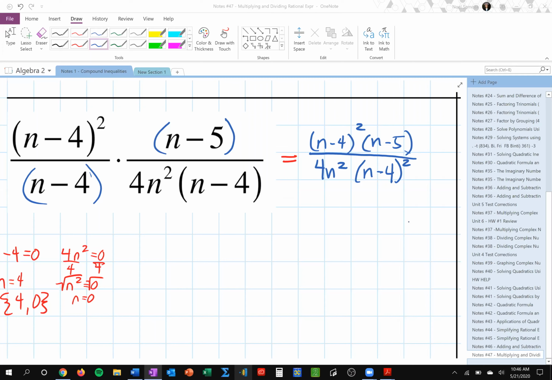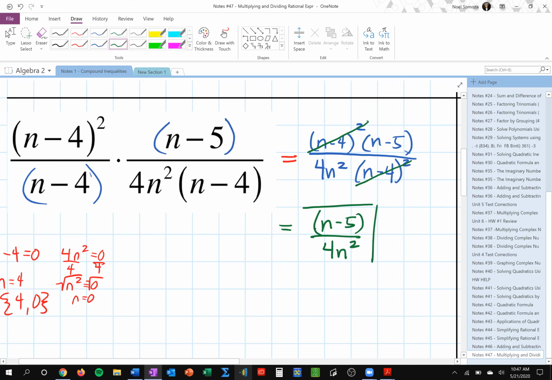Okay. So now, do you see why I chose this time to condense everything? Because now what I see is I have an n minus 4 to the second power divided by another n minus 4 to the second power. So guess what happens with those n minus 4 to the second powers? Those factors will divide out, right? They're completely gone. So then what we can bring down now is just n minus 5 all over 4n squared. And that's our final expression there. Okay, there's not much more we can do to simplify that.